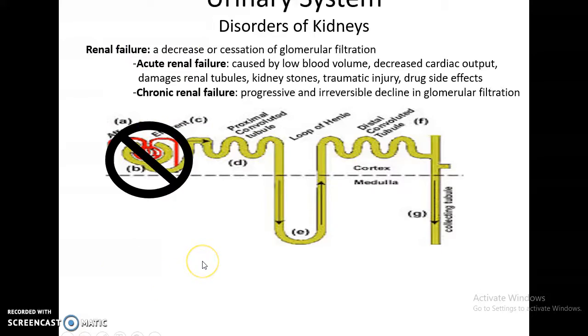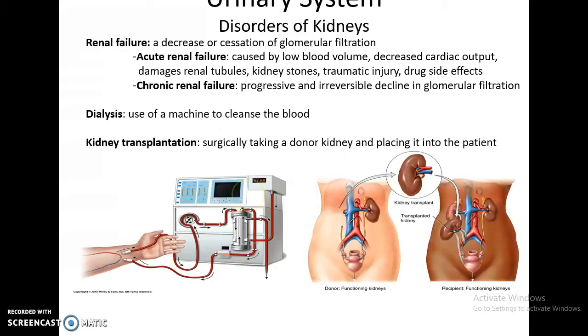Renal failure is when you have a decrease or cessation of glomerular filtration. This can be acute and only occur for a little while because of various causes, or it could be chronic. If it's chronic, then it'll end up being progressive, and over time, a person's kidney function will decline further and further until they no longer have functional kidneys.